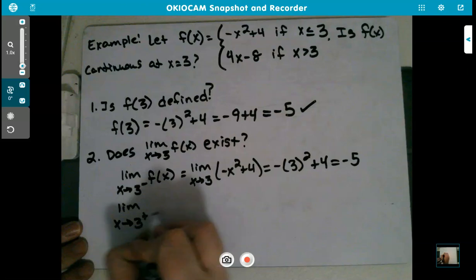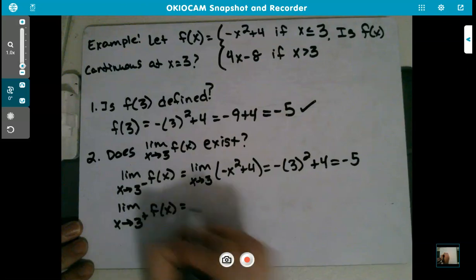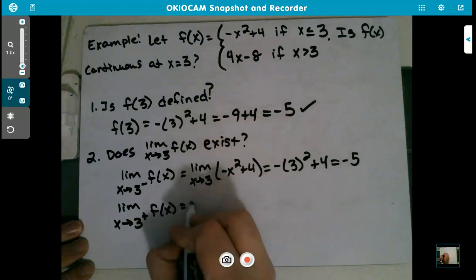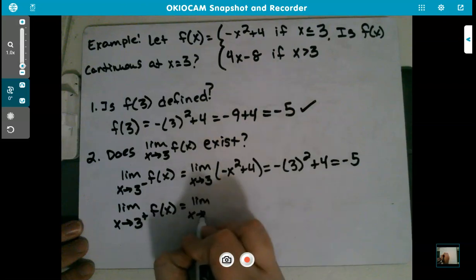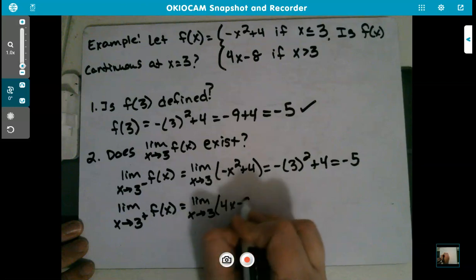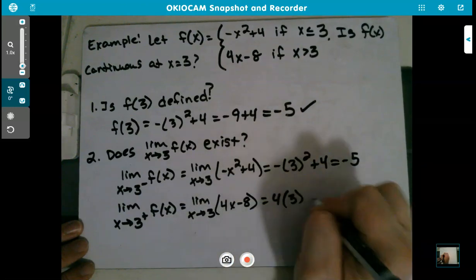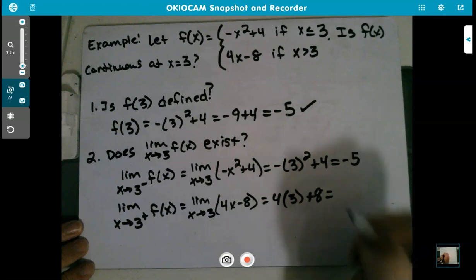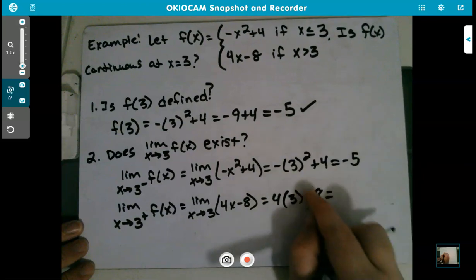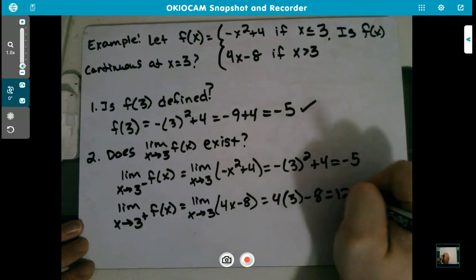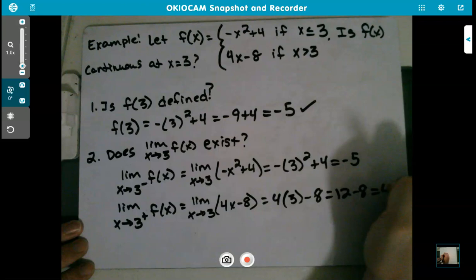So as x approaches 3 from the right, that's going to be using the bottom part because that's when x is greater than 3. So that's the same as the limit as x approaches 3 of 4x minus 8. We can again plug in 3. 4 times 3 minus 8. My mistake, 4 times 3 is 12, so that's 12 minus 8. 12 minus 8 is 4.